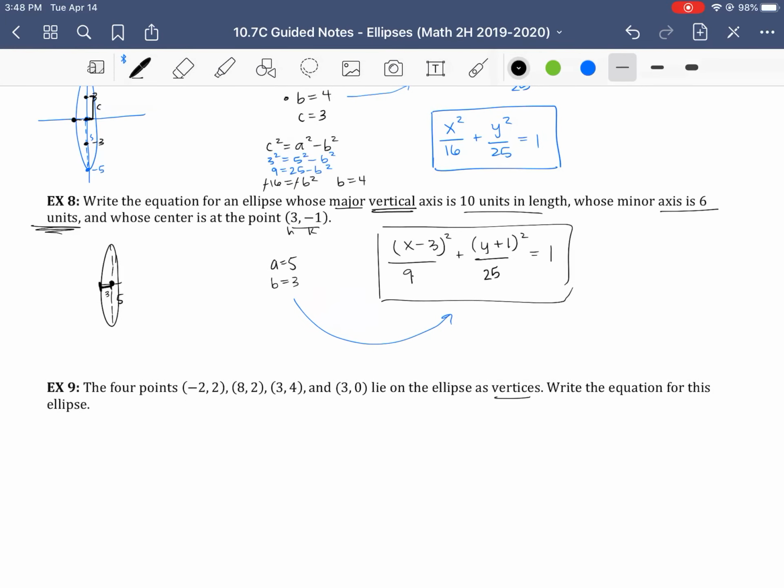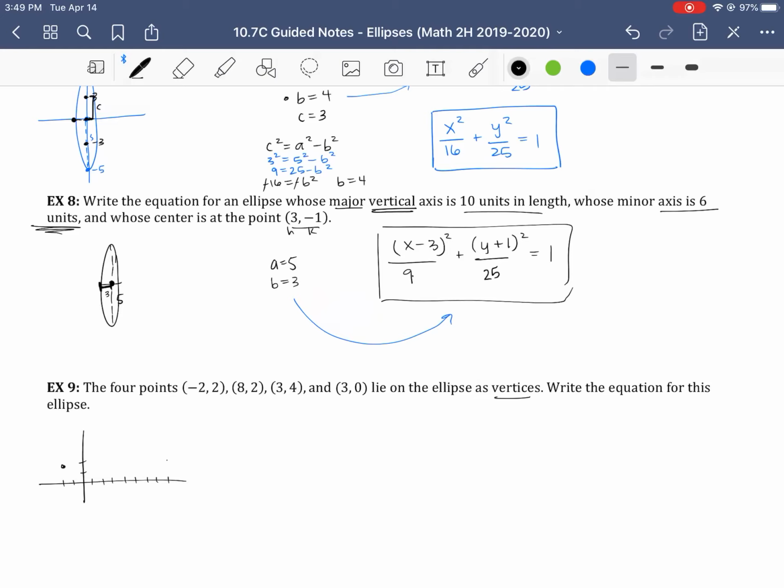All right, last one. The 4 points lie on the ellipse as vertices. So these are just giving me all the vertices together. Write the equation for this ellipse. Again, if it helps you to just draw a little graph, you can do that. Sometimes that's the most helpful in identifying which one's major and minor, or you can look at the distances between them. Notice that first point is at -2, up 2, so I could plot that point there.